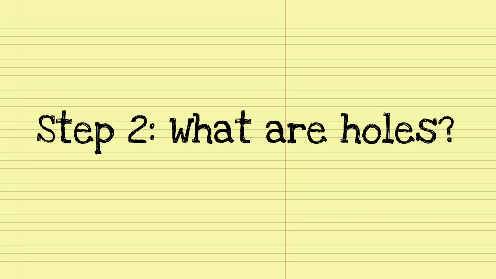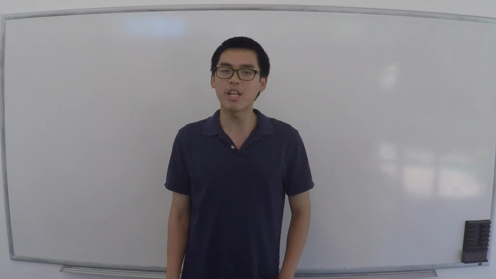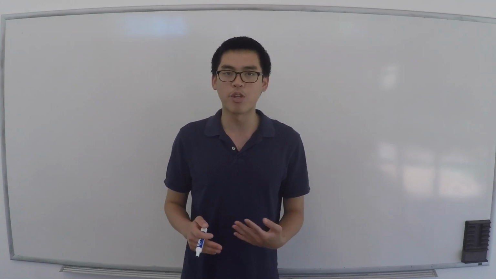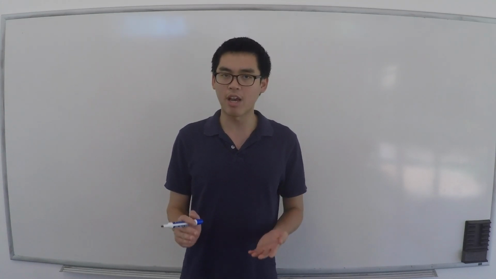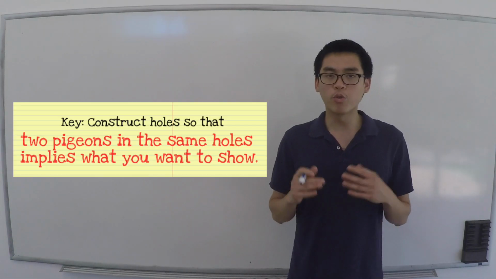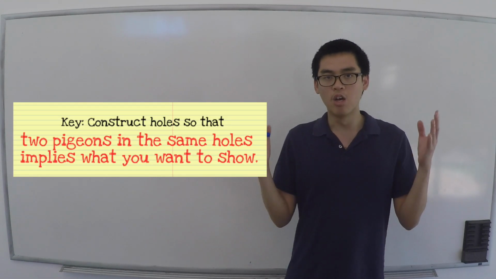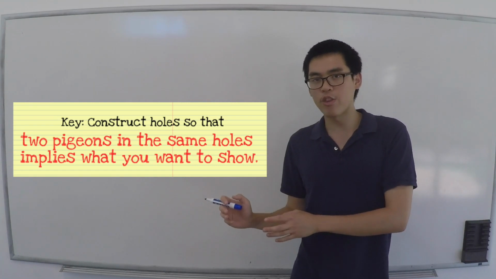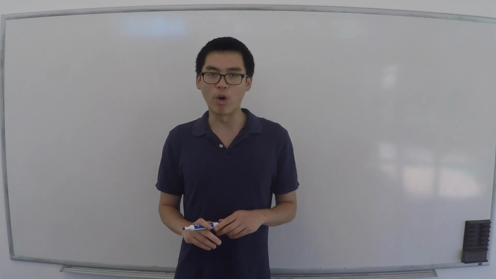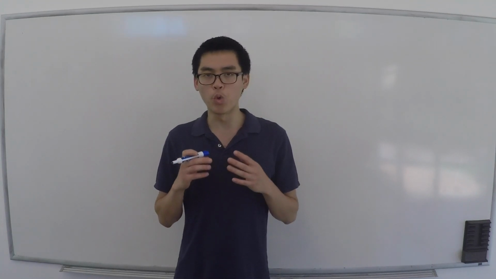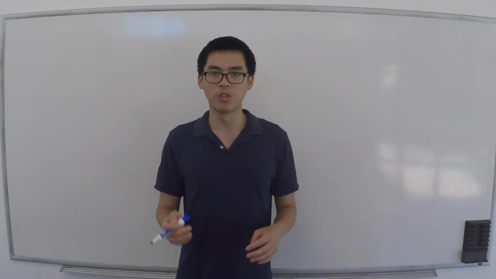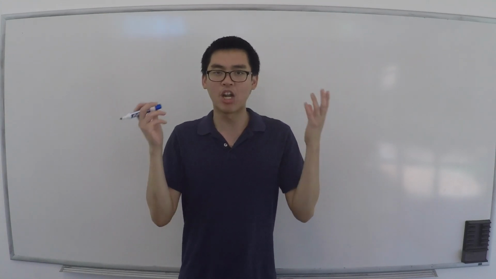Step 2, construct holes and describe how you assign pigeons to holes. Usually this is a step that is not so obvious because holes will be something that you need to think about, but here's a trick for how to construct holes. You want to construct holes and the rules so that 2 pigeons in the same hole would imply the thing that you want to prove. For example, if you want to prove that there are 2 things that have the same color, you need to make sure that when you construct holes, you put things of the same color in the same hole.